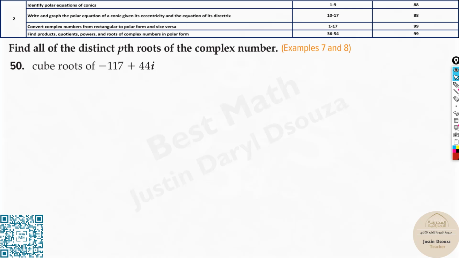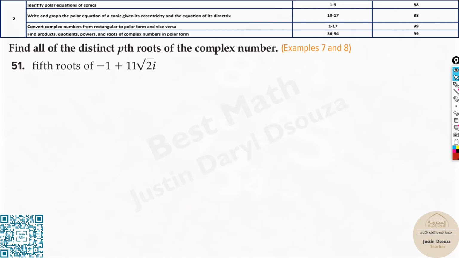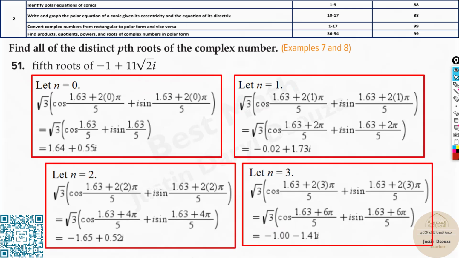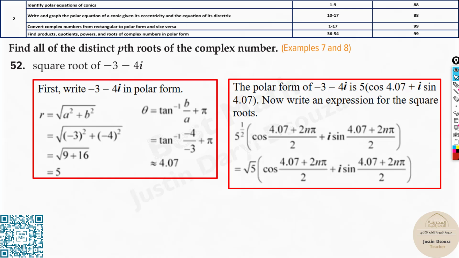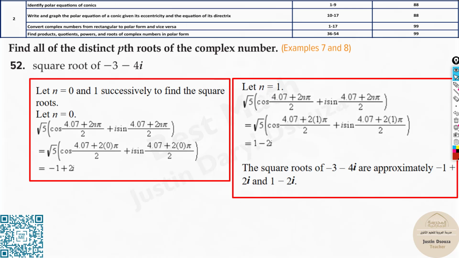Here as well. Now, what are cube roots? It's only 3 times. n will be 0, 1, and 2. That's the 3 roots we are to find. Fifth roots is 5 times, so 0 to 4 over here. And square root would be just 2, that is 0 and 1. That's it. You can see here, after writing the formula, we just use n as 0 and n as 1.